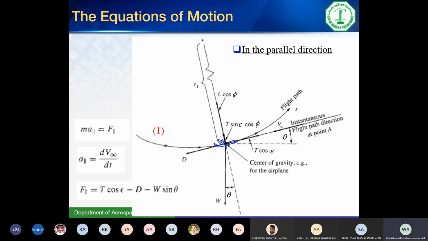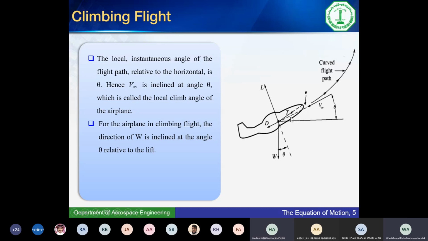Any questions on the first equation? Yes. Why do we take T cosine epsilon and take only D, not D cosine, D sine? Why we take thrust cosine and drag without the angle? Okay, because you see, this is the general case. You see that thrust is not along the drag. This is a very common misconception.